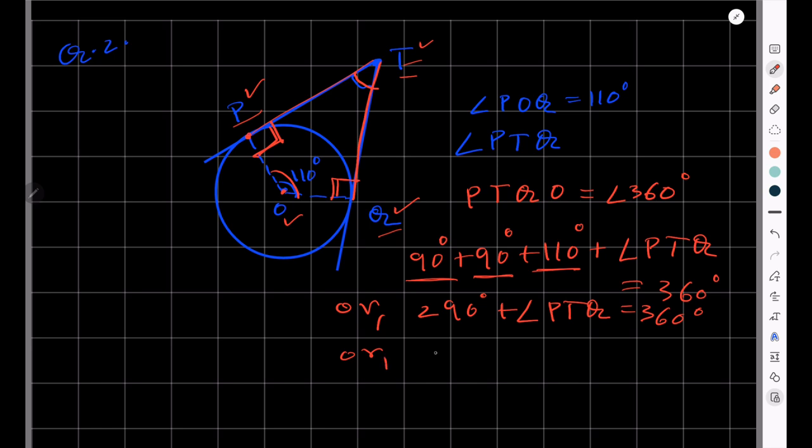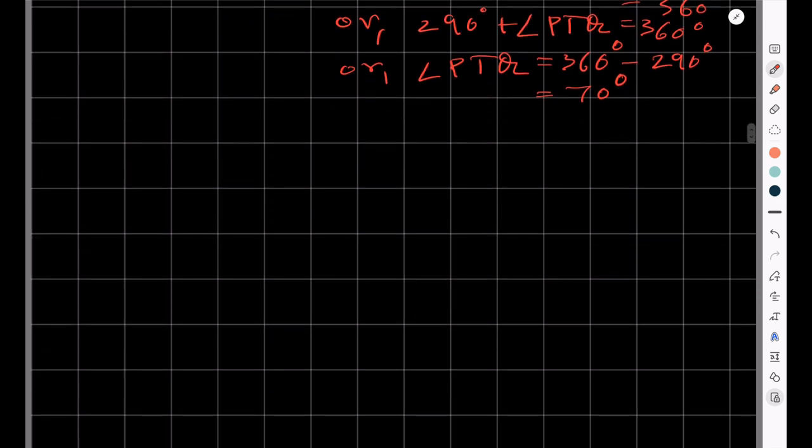So now we can easily find that PTQ should be equal to 360 degrees minus 290 degrees. That gives us 70 degrees. So that is the answer. The answer is B here. Let us take up another question.